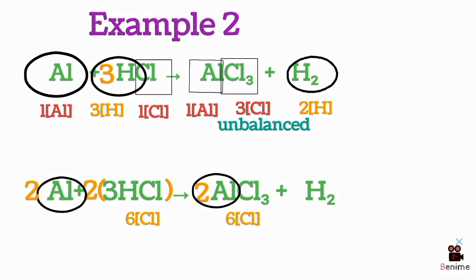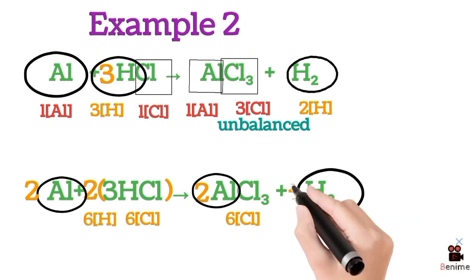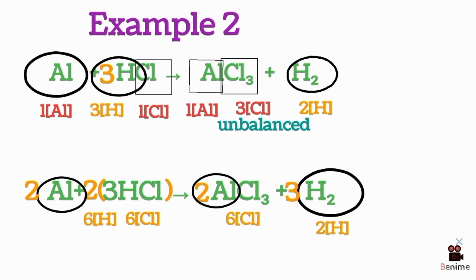Now recheck hydrogen atoms. The left side has 6 hydrogen atoms, the right side has only 2 hydrogen atoms. Now we add 3 as a coefficient before H2. Now again check the whole equation. Total aluminium atoms on the left side are 2. Total aluminium atoms on the right side are also 2.